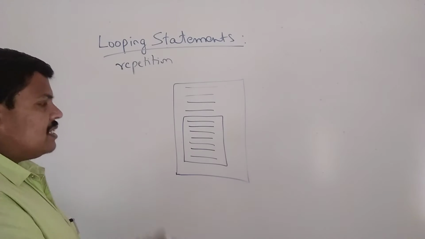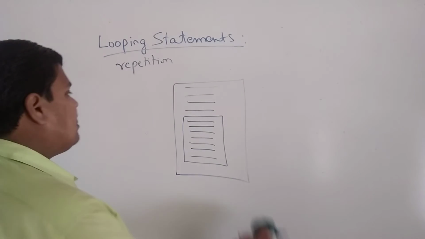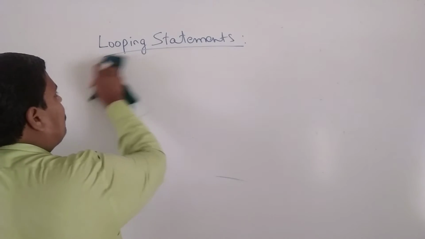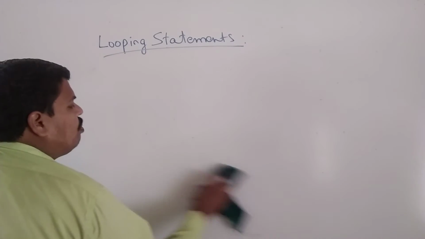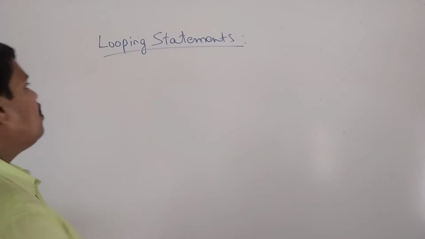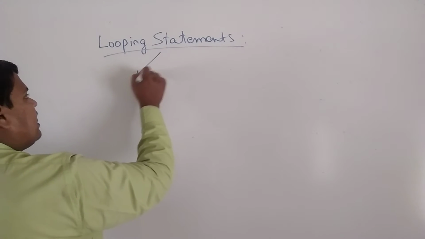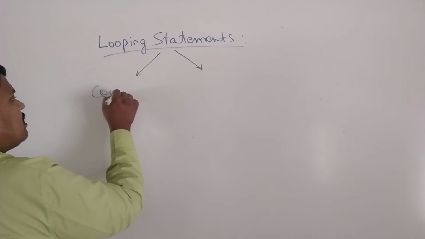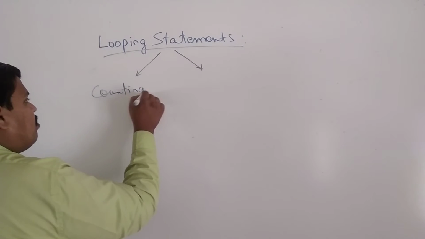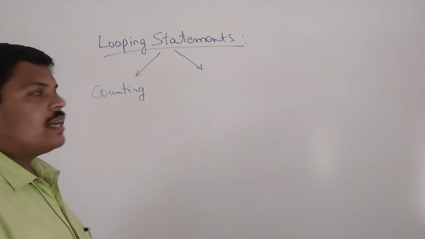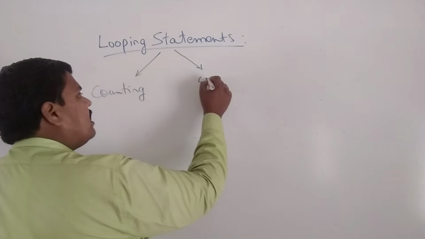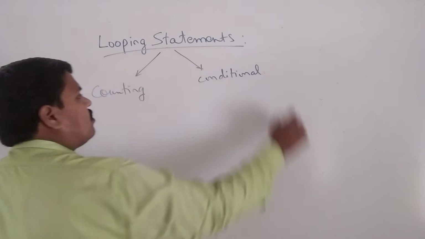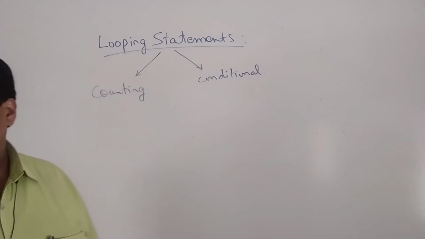How many loops are there? We have two main loops. The looping statements are generally categorized into two types. One is known as the counting loop, and the other is known as the conditional loop.